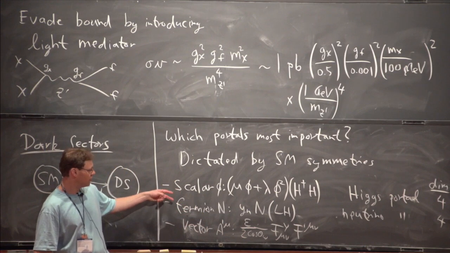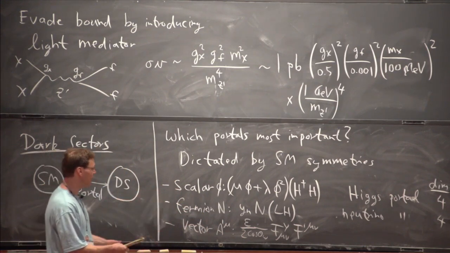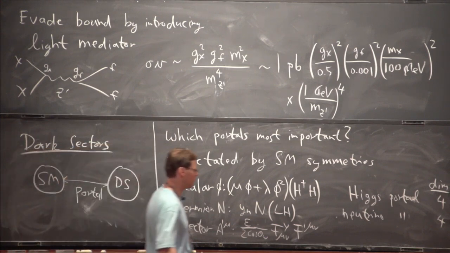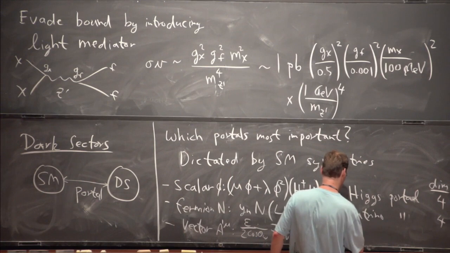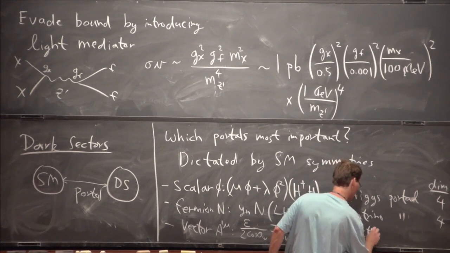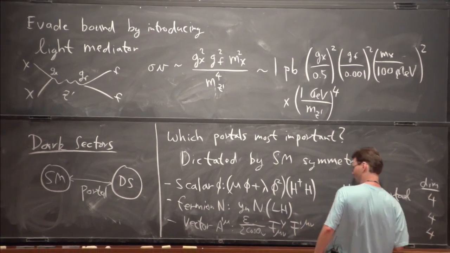I'll say very briefly a few words about this. And of course, the other portal I'm going to leave to Peter. So that's the axion portal. So that axion portal is dimension 5. But let me just finish writing this down. So that's the vector portal. And also it's dimension 4.